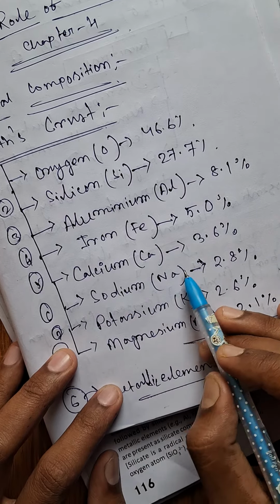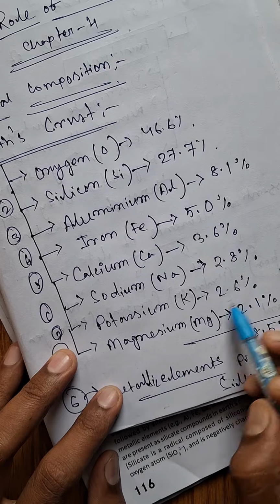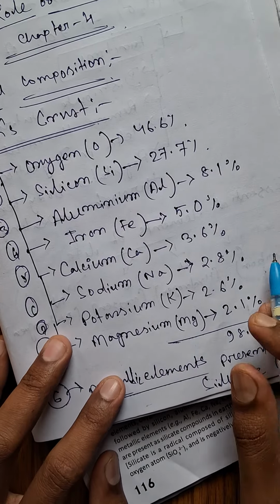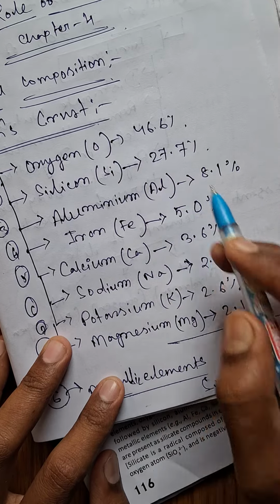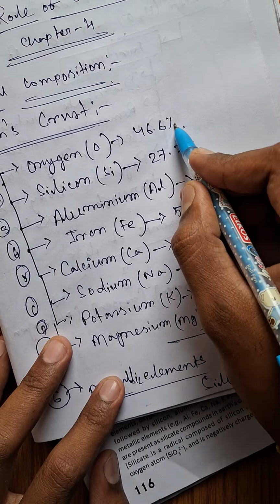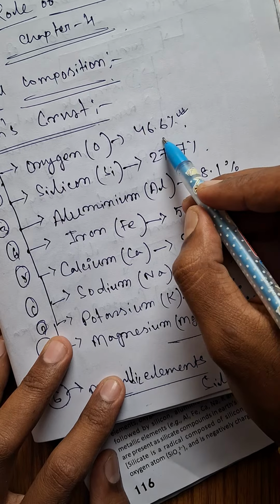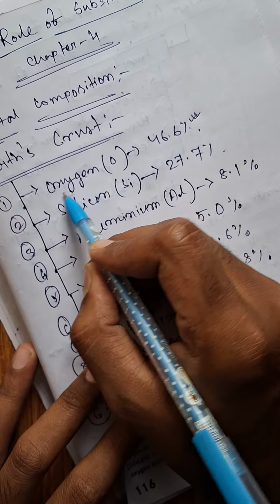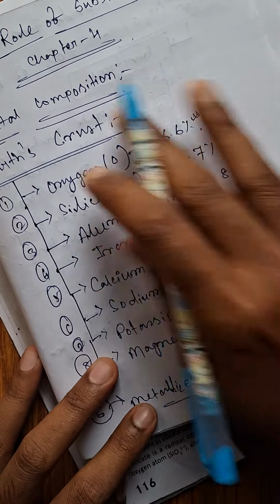Sodium, Na, is 2.8%. Potassium, K, is 2.6%. And magnesium, Mg, is 2.1%. You don't need to learn all the percentages here, but you should know the percentage of oxygen, because it is the most abundant. You can see this 46.6%. It is the most abundant element present in our Earth crust.